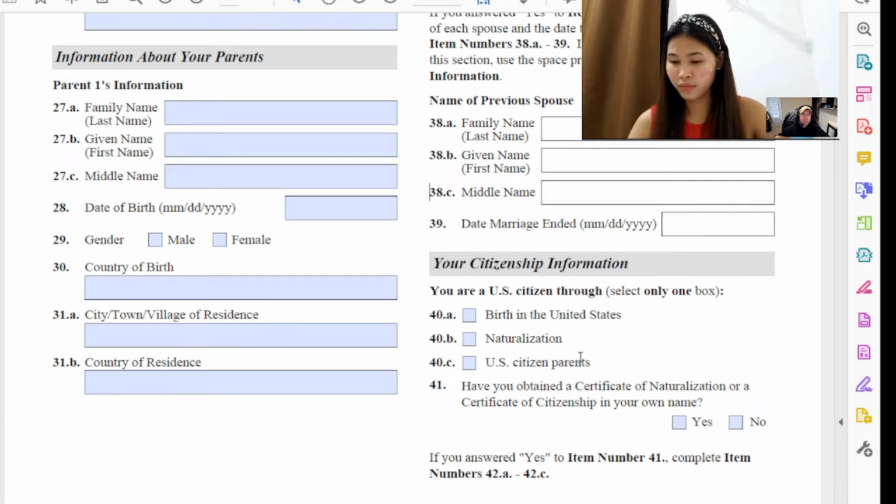And so here, your current citizenship information: birth in the United States, naturalization, U.S. citizen parents. What are you? Obviously, I was born in the United States, so I would select born in the United States. Have you obtained a certificate of naturalization or a certificate of citizenship in your own name? For here, if you answered yes to item 41, then complete items number 42A and 42C. All right. That will be the next page.